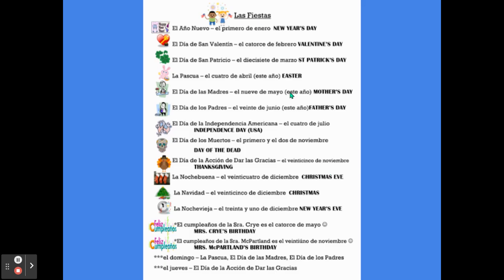Okay, and remember you have this sheet. This is Culture 3, and it's on the back of the blue Culture 3. And on the bottom, I have here El Domingo, on a Sunday, La Pascua, El Día de las Madres, El Día de los Padres. So those 3 holidays fall on a Sunday, and Thanksgiving falls on a Thursday. So that's all here for you as reference.